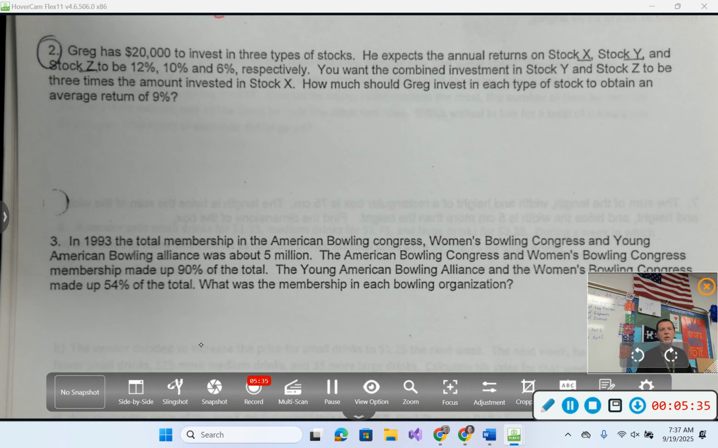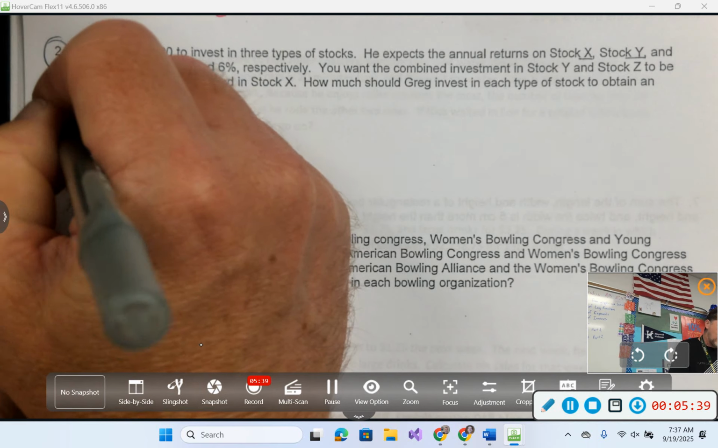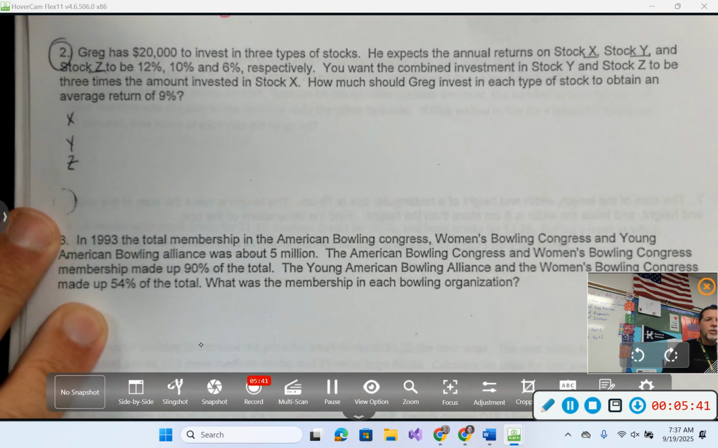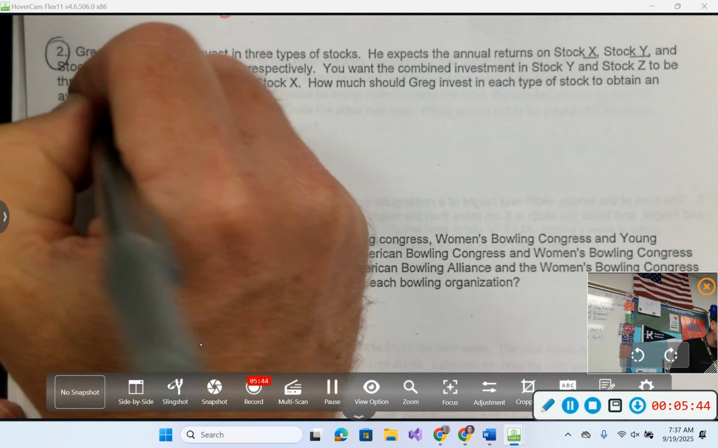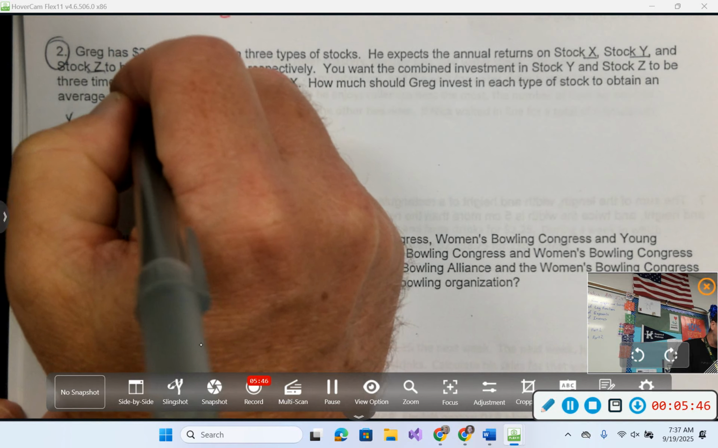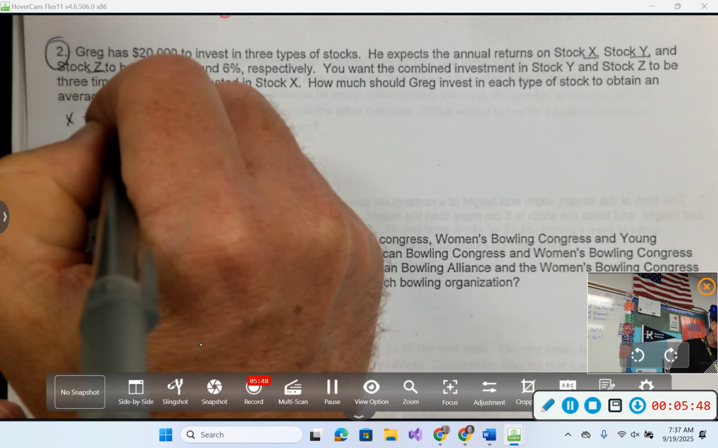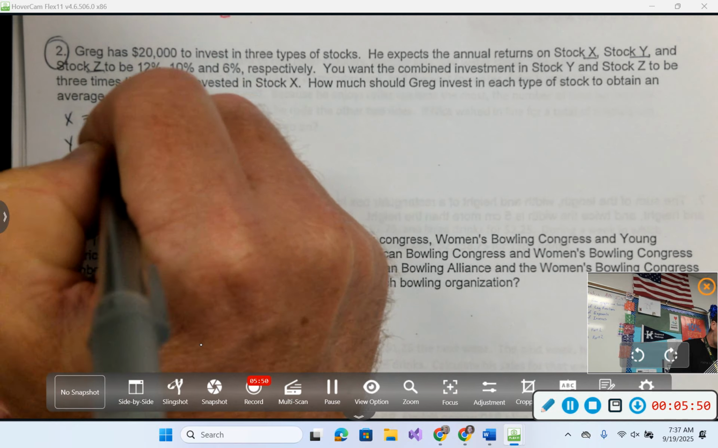Okay, so what should my variables be? X, Y, and Z. And those represent how much money is in each stock. Money in X, the money in Y, and the money in Z.